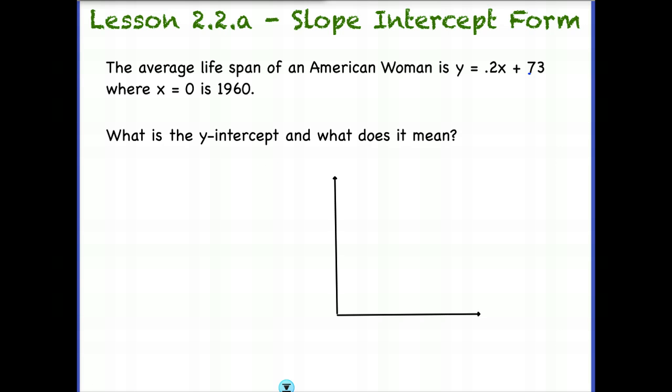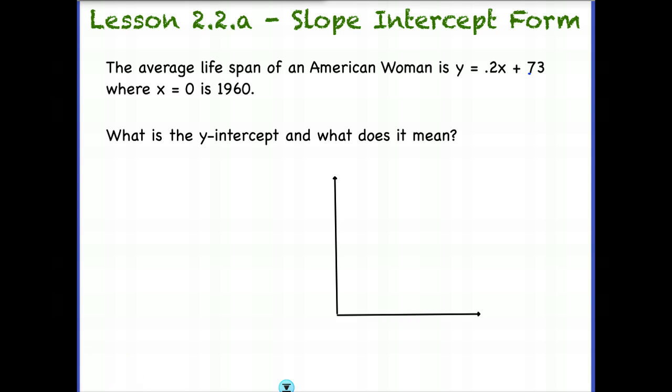We have a contextual problem, and here is the scenario. The average lifespan of an American woman is modeled by this equation, y equals 0.2x plus 73, where when x is 0 is 1960. So 1960 is representative of 0, is what that's saying. The question is, what is the y-intercept and what does it mean?